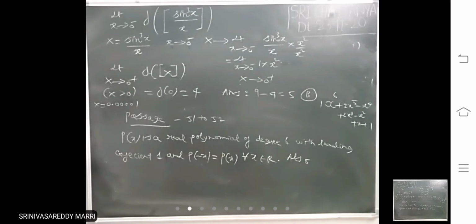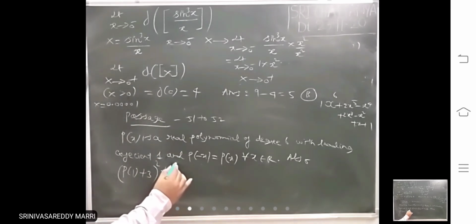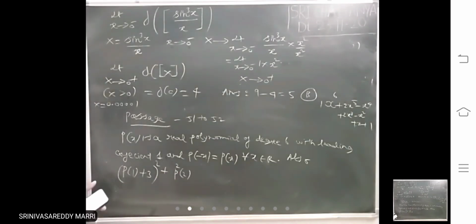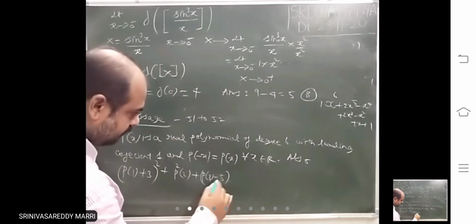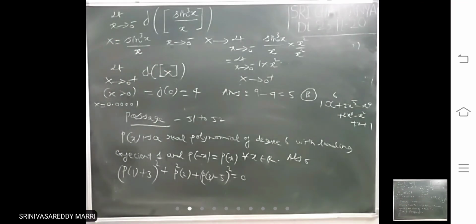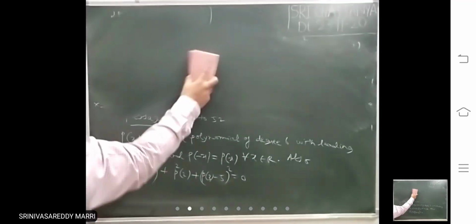Also, P of 1 plus 3 whole square, plus P of 2 square, plus P of 3 minus 5 whole square equal to 0. So this is the question. This is the explanation given.